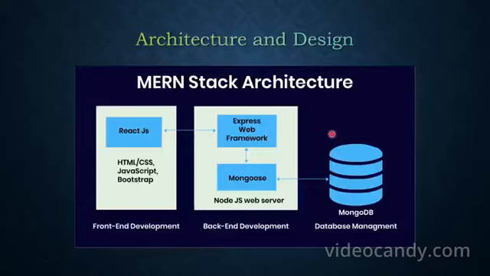Now let us see the MERN architecture. First, we have used React.js for front-end development. The React.js part includes HTML, CSS, JavaScript, and Bootstrap. And in backend development, we have used the Express web framework and Mongoose, that is MongoDB, which is used for database management.